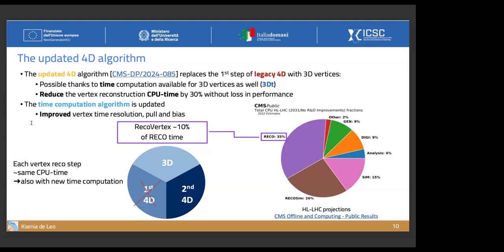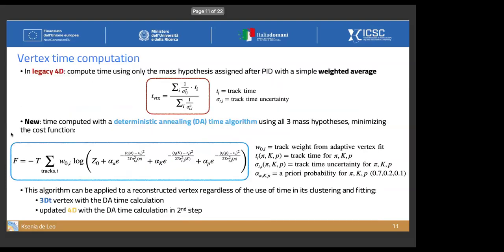And the overall algorithm that we use for the actual time computation is also updated, which shows an improved vertex time resolution. So how is the time computed for vertices? In the previous version, in the legacy 4D, the vertex time was computed just as a weighted average of the track times using the best hypothesis for each track. While now we have a deterministic annealing type of time algorithm, where we use all the three mass hypotheses at the same time, and we minimize this cost function, where we have different terms that enter.